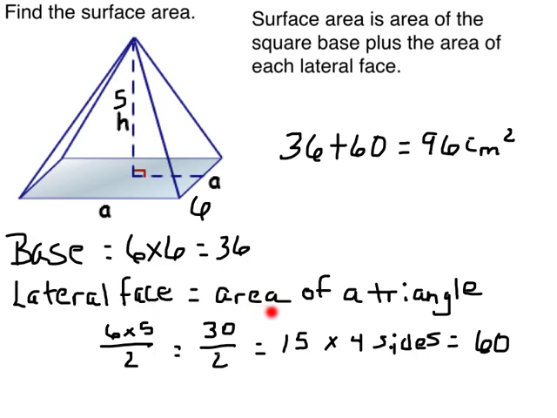The lateral face equals the area of a triangle. See, we've got a triangle here. Our height is 5, and then we are going to have 6 here. So 6 times 5 is 30. We divide that by 2, which is 15. And 15 times 4, because there's 4 sides, is 60. So I'm going to add the 36 from the base plus the 4 sides of 15 each, which is 60, for a total surface area of 96 centimeters squared.